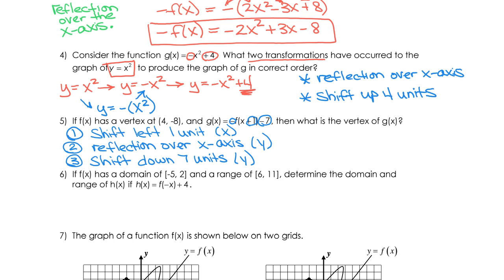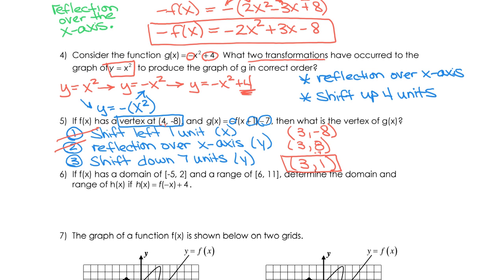So if we have a turning point or a vertex at (4, negative 8), if we shift left 1 unit, we're going to go ahead and subtract 1 from our x. And so now our vertex will be at (3, negative 8). When you reflect over the x, you change the y. And when you change the y, you just change it to the opposite sign. So this 3 is going to stay, but that negative 8 is going to become a positive 8. Down 7 units means to subtract 7 from the y coordinate. So when we subtract 7, we're going to end up at (3, 1), and that is our final vertex. And so that is our answer.